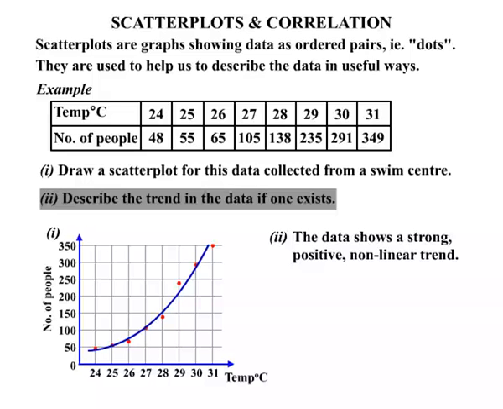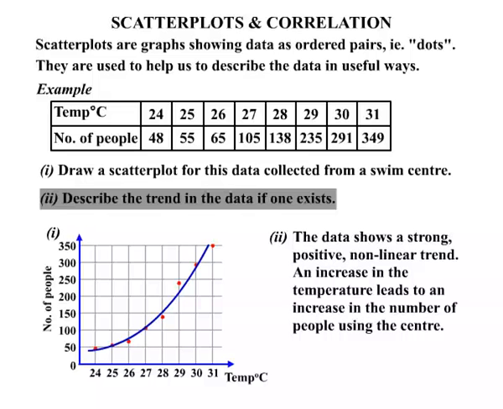It's going up, so it's positive. It's a strong trend because the line we've drawn goes through quite a lot of the points. It's very tight with the points, but we say it's non-linear because it's not a straight line. It was a curve. Now, we talk about trends. We can say that an increase in the temperature leads to an increase in the number of people using the centre. That's why we use this data to describe trends if one exists.